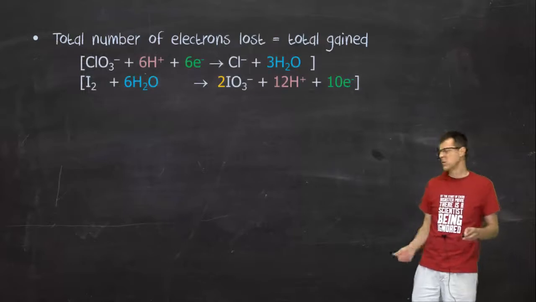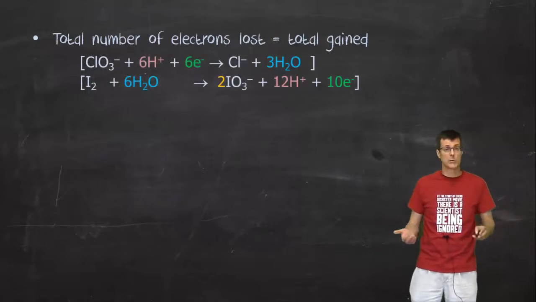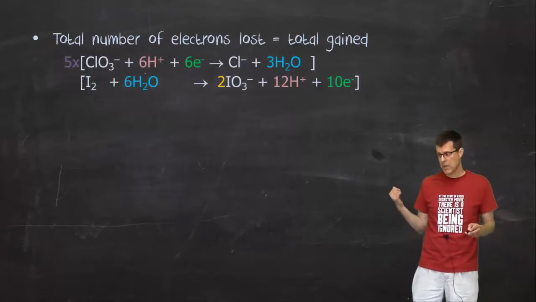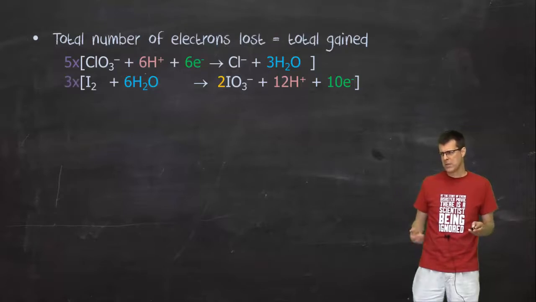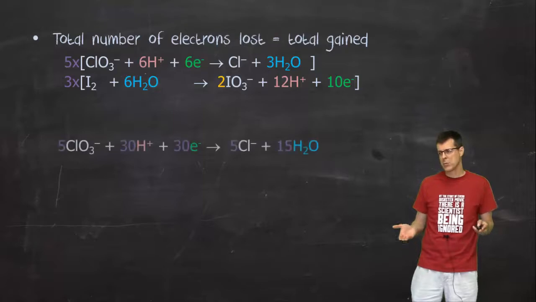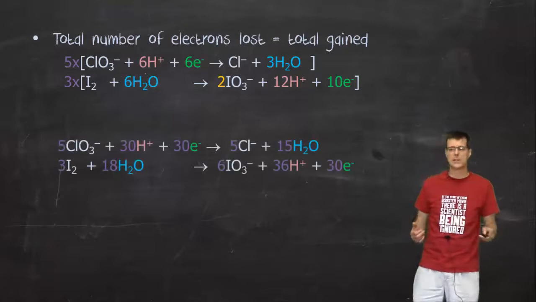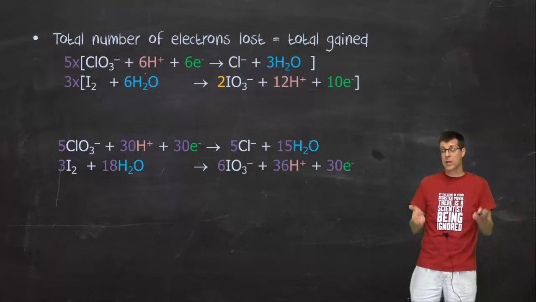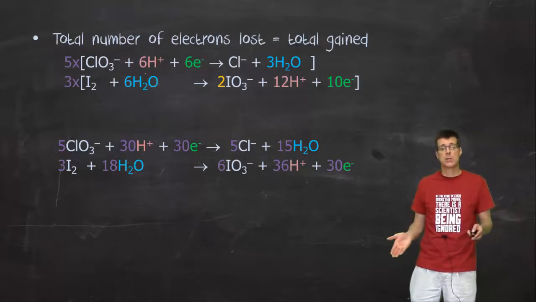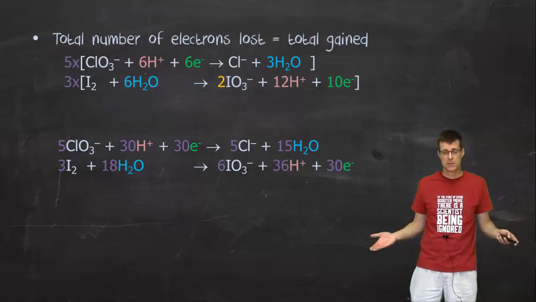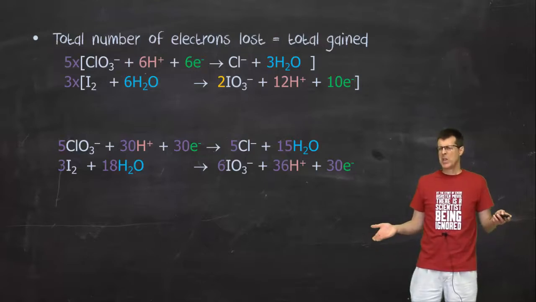So I'm going to do that using probably a trick you learned in grade 9 or grade 10 math. I'm going to multiply one reaction by, in this case, 5, and the other reaction by 3, so that the total number of electrons will be equal. Hopefully you can read the dark purple. It seemed like a good idea at the time. So now I've got 30 electrons on one side, 30 electrons on the other side. I'm finally balanced. But now I've got too much stuff.